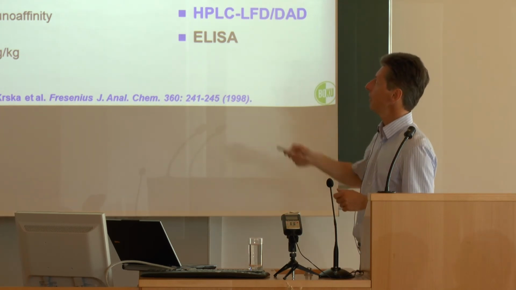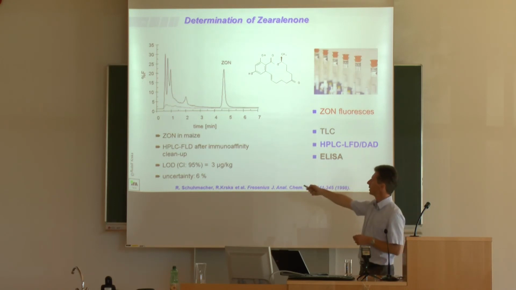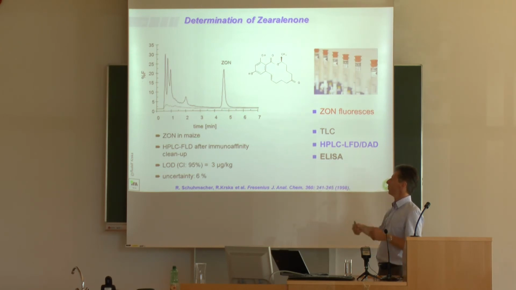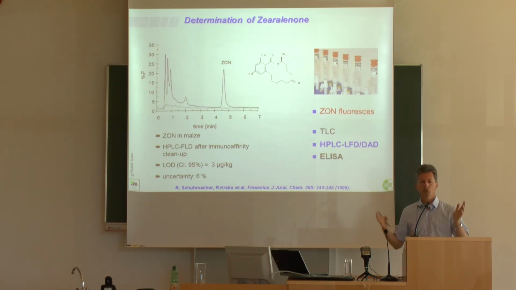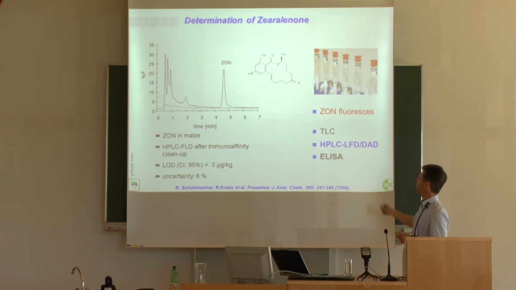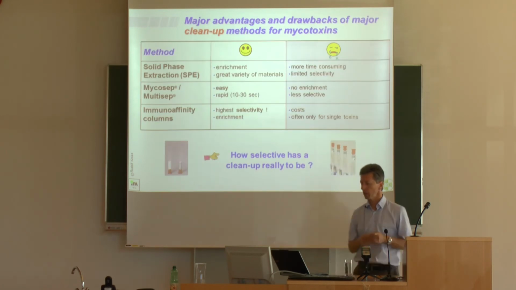This shows the power of an immunoaffinity column. You see here between 2.5 minutes and 7 minutes there's just one peak, although this is a maize matrix where zearalenone elutes. That shows that this is a really selective method in combination with liquid chromatography and fluorescence detection after immunoaffinity cleanup, with a reasonable uncertainty of 6% and an LOD of 3 microgram per kilogram. So that is just to demonstrate that these methods work pretty well.